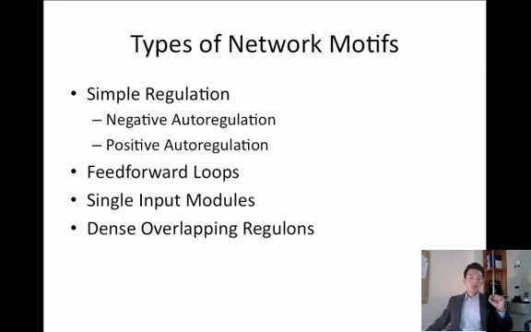Now, if you look at the types of network which I'm going to talk about today, there are basically 4 main types. There's simple regulation, the feed-forward loops, the single input module, the SIM, and dense overlapping regulons. Let me clarify for the record, there are a lot more types of network motifs than what I've mentioned here. But these 4 are the most prevalent in the E. coli transcriptional network and which are most clearly defined. Furthermore, from these 4, the first 2 are really well organized and defined. The next 2, SIM and DORs, are a little fuzzy.